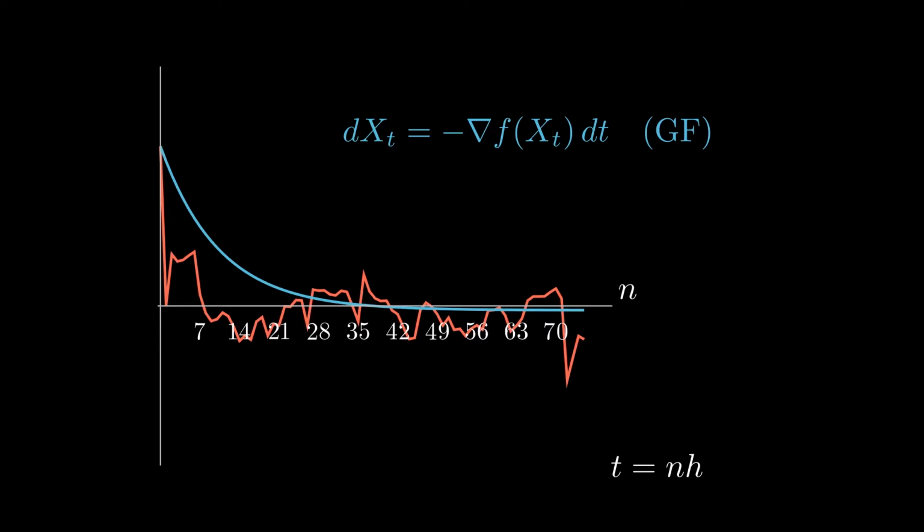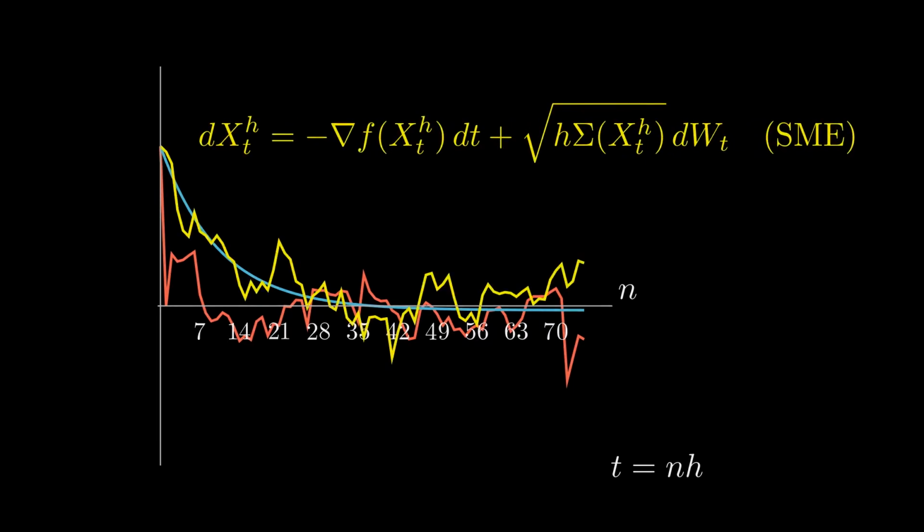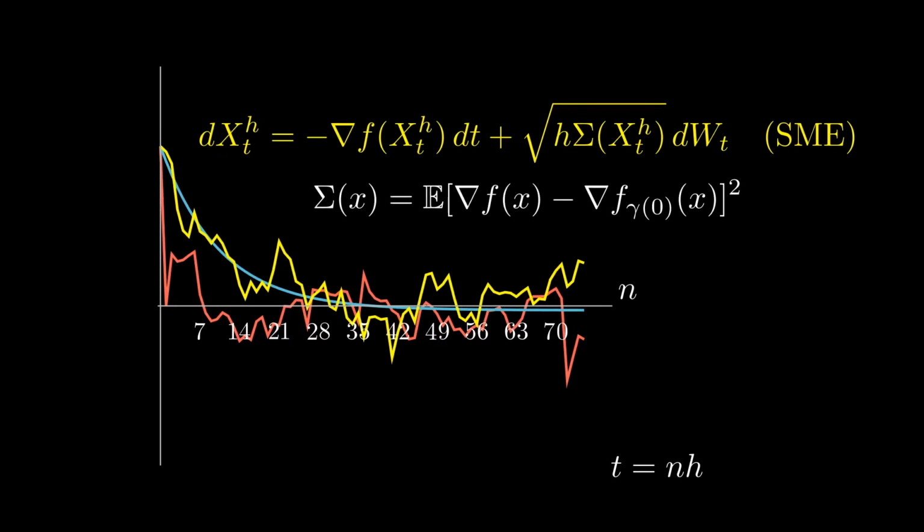However, this approximation does not capture the stochastic nature of SGD, so we may add a further diffusion coefficient to arrive at a first-order diffusion approximation, also called a stochastic modified equation, or SME for short. The diffusion coefficient incorporates the learning rate h and sigma, which is the variance of the sampled gradient.